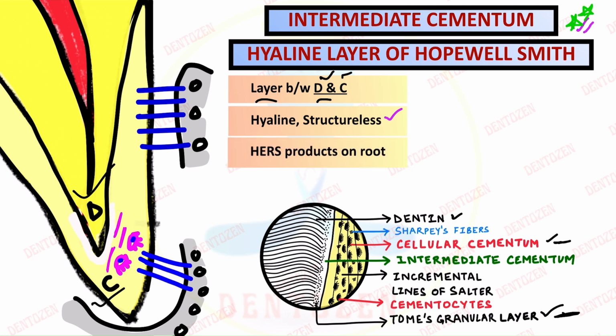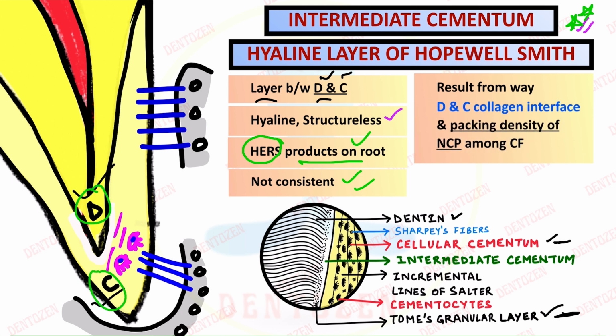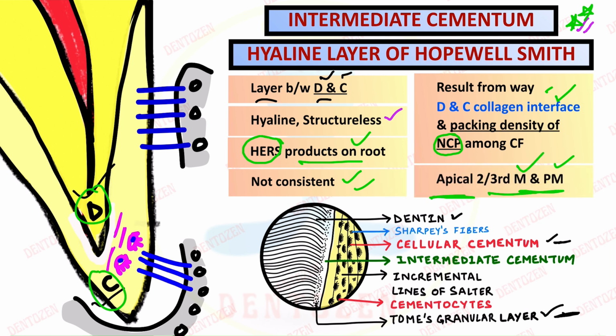So what is it? The first concept is that it could be the Hertwig's epithelial root sheath products on the root. As it is forming, it can leave proteins there. But no, it is not a consistent layer. It is not always seen. So the second concept has come, that it could be due to how the collagen fibers of dentin and cementum are arranged here with the non-collagenous protein. Because of their special arrangement, this layer is seen, and it is seen in the apical two-third of the molars and premolars, in the apical region.